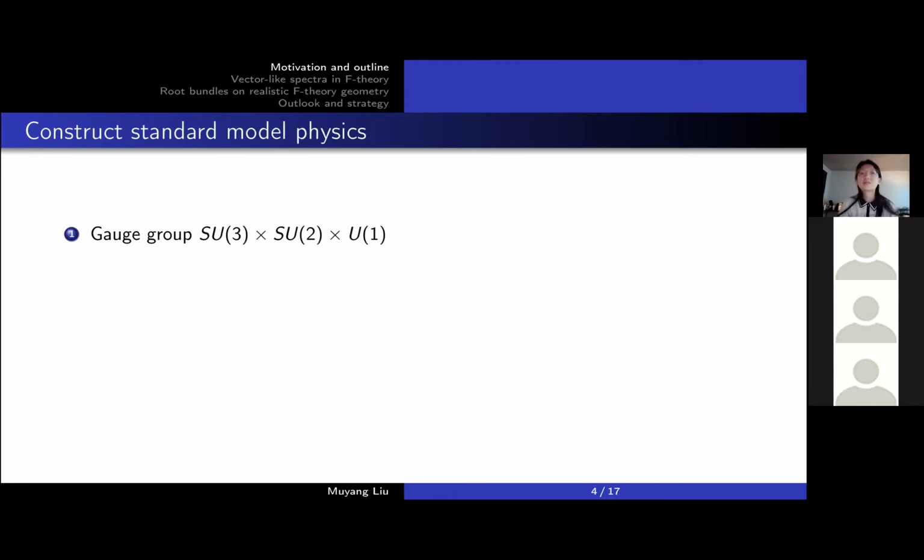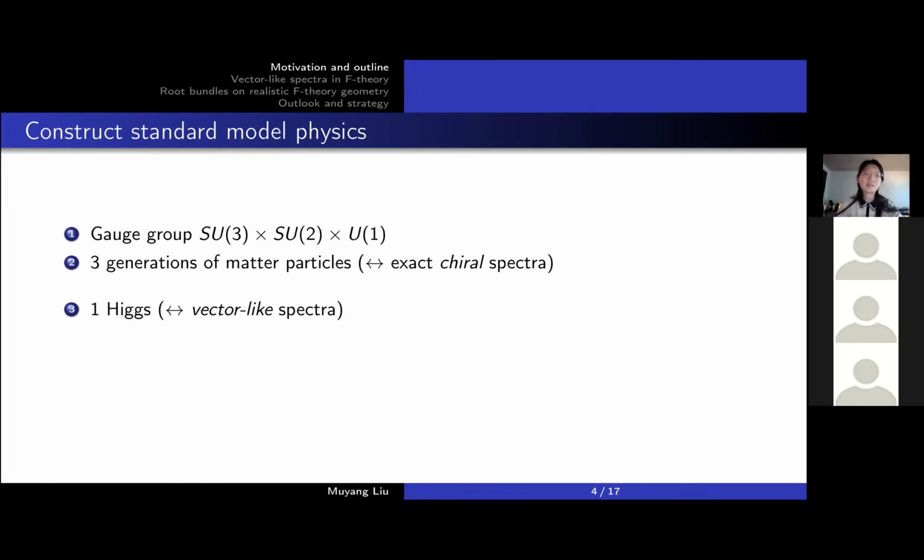To construct a standard model of physics, we need the following ingredients. First of all, we need a gauge group SU(3) × SU(2) × U(1). And then we need 3 generations of matter particles, which correspond to the exact chiral spectrum. And then we also need 1 exact Higgs pair, which sits inside the vector-like spectrum. With the above content, we can move on to talk about the Yukawa interactions, the particle masses, and also their hierarchy structure.